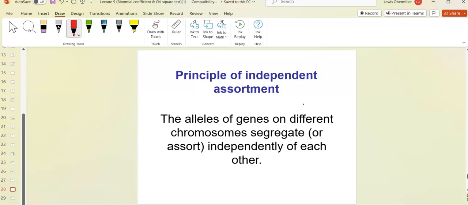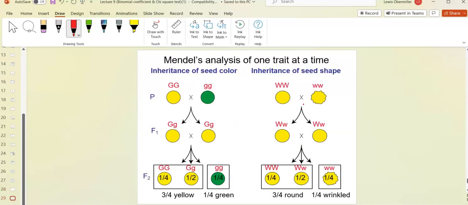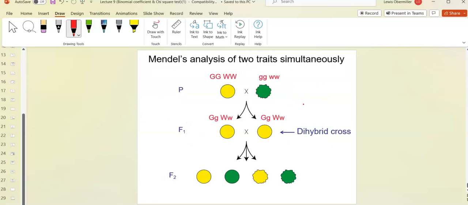And as we go forward, we're going to talk about instances where we don't have this independent assortment, where genes are on the same chromosome and they travel together. We call that linked. Anyway, that's what Mendel's law of independent assortment and law of segregation are. And remember, these chromosomes line up on the metaphase plate. So I just want to remind you, we can have any outcome here.